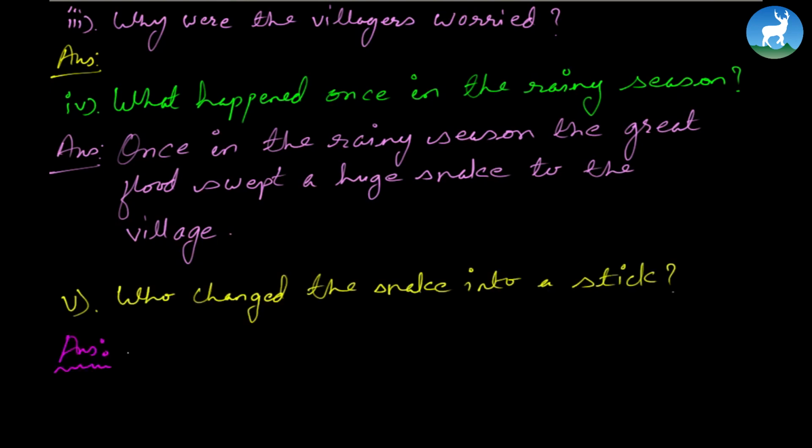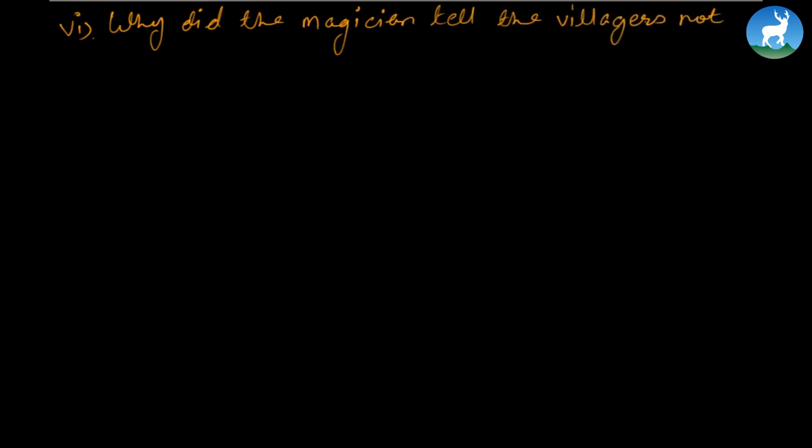Very simple. Sorry, who changed the snake into a stick? Isn't it very simple? Let's move further. Number 6. Why did the magician tell the villagers not to break the stick? Don't you know the answer? Of course, you should know it, right? Why did the magician tell the villagers not to break the stick?